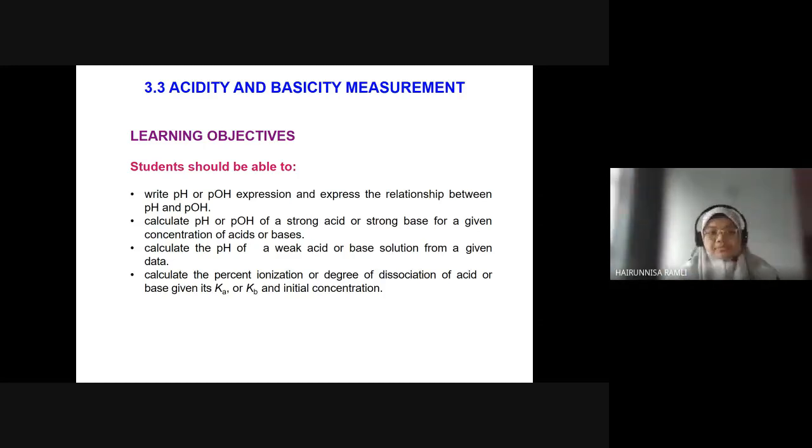So, we want to write this one. At the end of this subtopic, you should be able to write the pH or pOH. Until now we have only learned pH, right? It is actually to measure the concentration of H+. pOH is actually to measure the concentration of OH-. Now you will learn both. Write the pH and pOH expressions and express the relationship between pH and pOH. And then calculate the pH or pOH of a strong acid and strong base for a given concentration. Any strong acid. And you can also calculate the pH of a weak acid and also a weak base. After that, calculate the percent ionization or degree of dissociation of an acid or base given its KA or KB. Later you will learn the details.